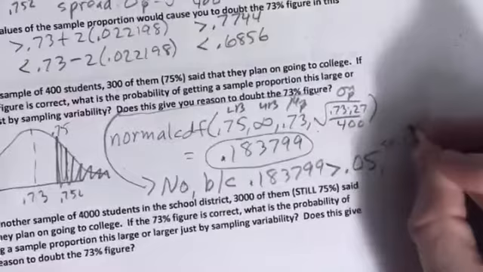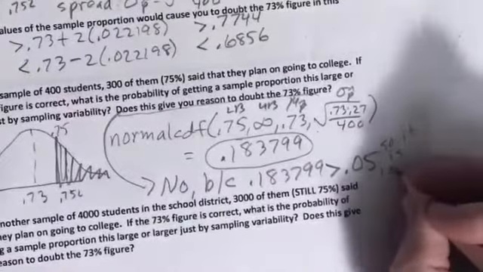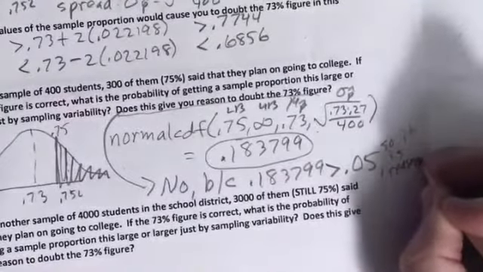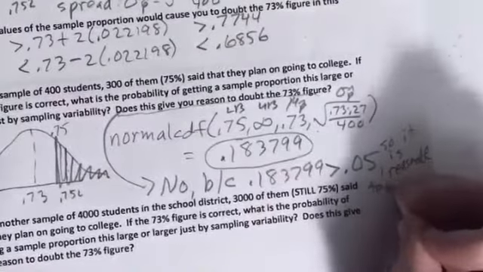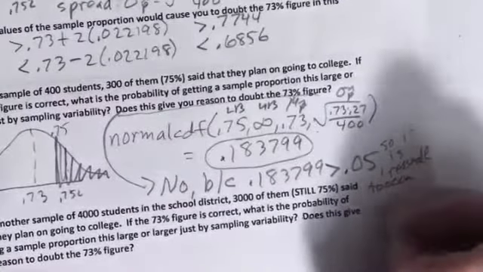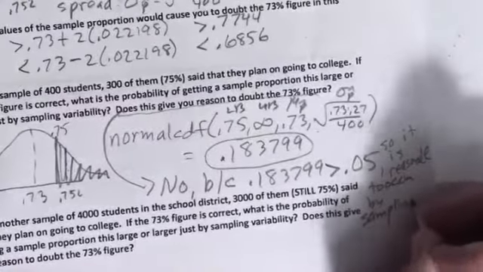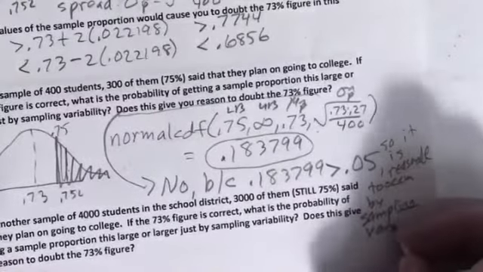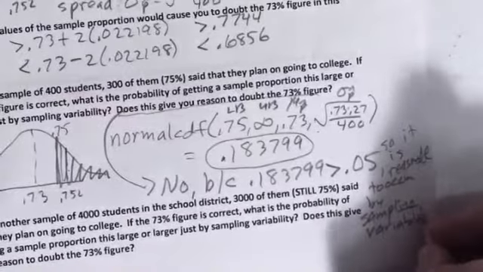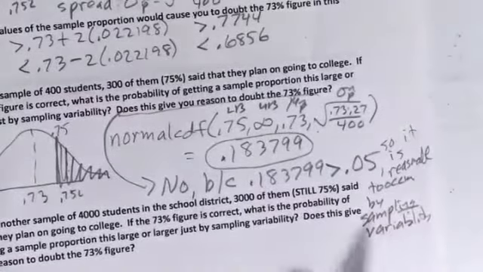So it is reasonable to occur by sampling variability, or just random chance. It's not the neatest thing in the world, but so there you go.